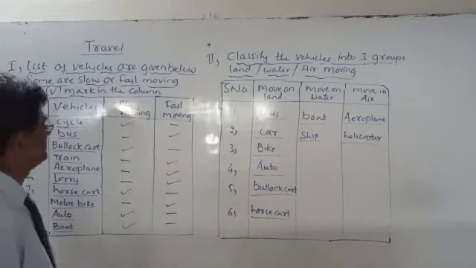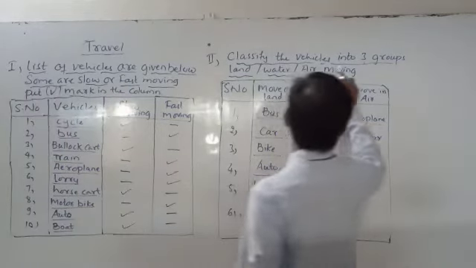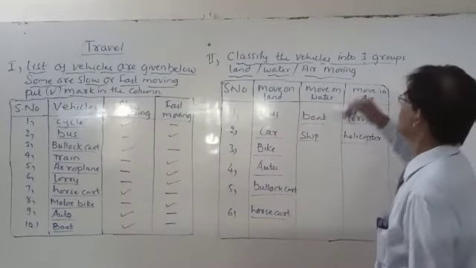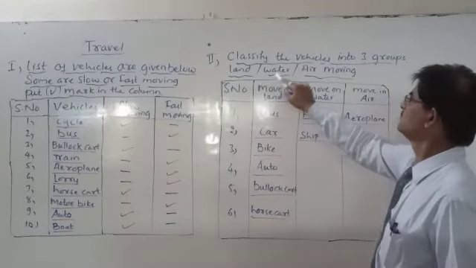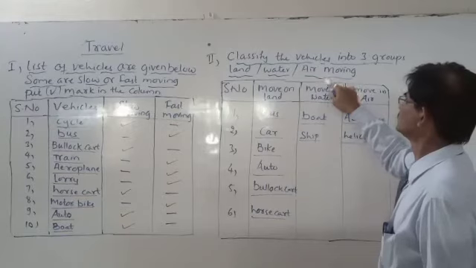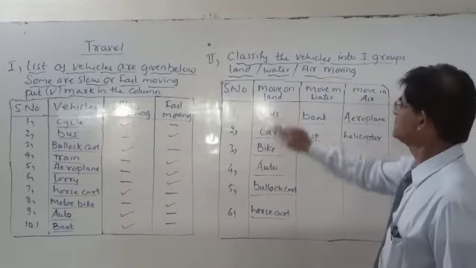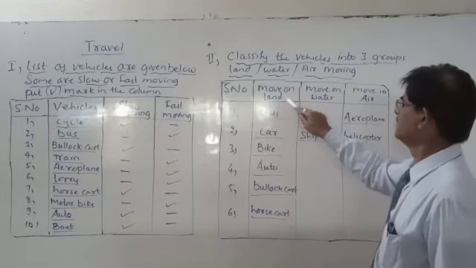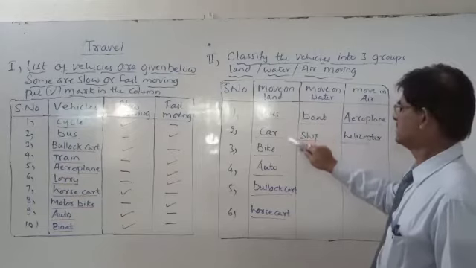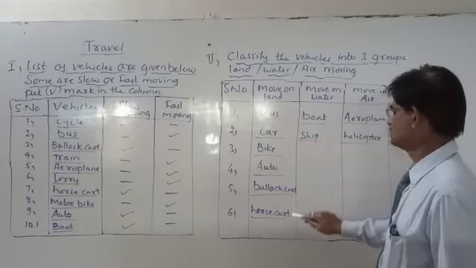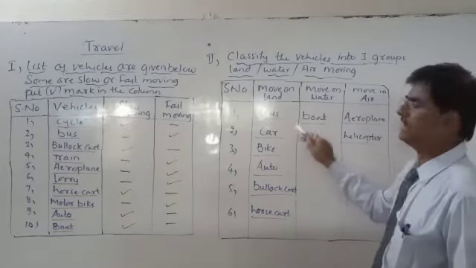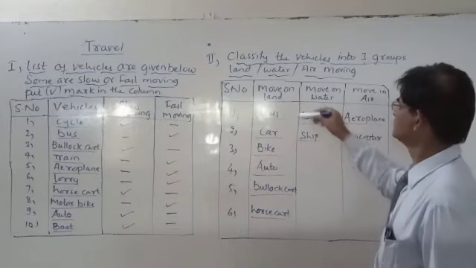Now, classify the vehicles into three groups: land transport, water transport, air transport. Vehicles which move on the land: bus, car, bike, petrol, bullock cart, horse cart. They move on the land.